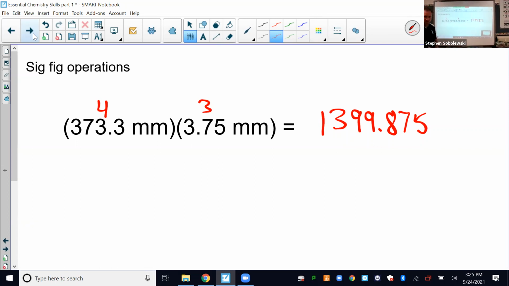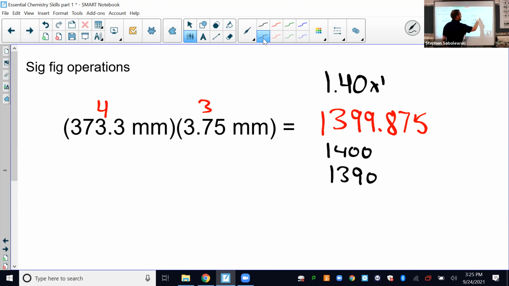There's a problem. See how this number is very close to 1,400? Well, I can't call it 1,400. That's 2 sig figs. I can't call it 1390 because this doesn't round to 1390. I'm going to need to use our old friend scientific notation. 1.40 times 10 to the third. And my unit is millimeters squared.